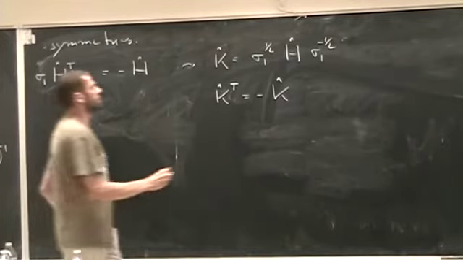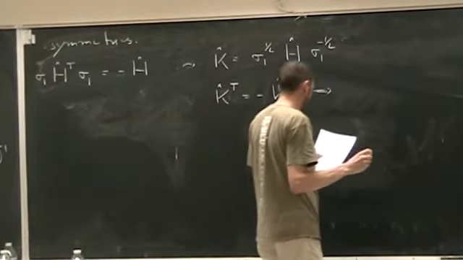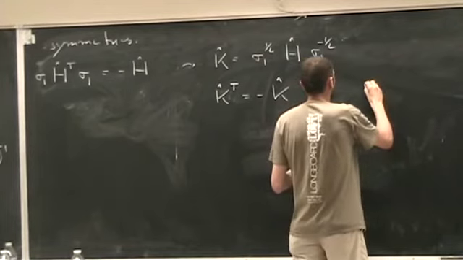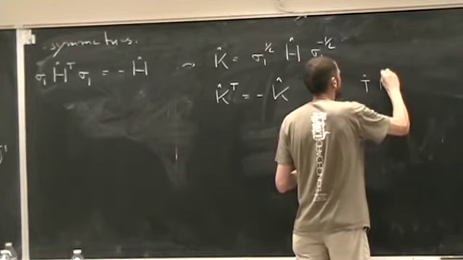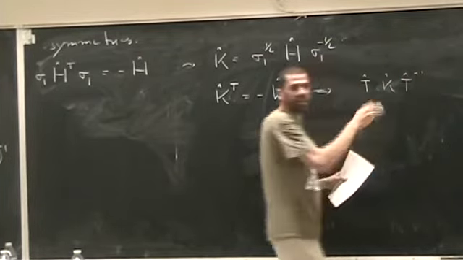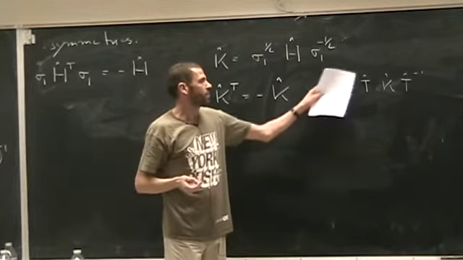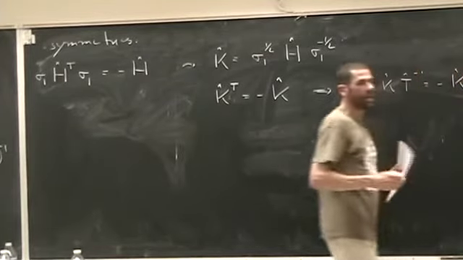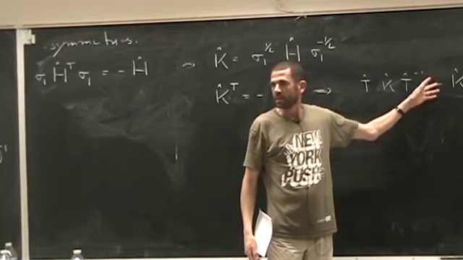We can express this in the following way: T K T inverse equals minus K, where T is just complex conjugation, our time reversal operator, which in this case squares to 1. Before we had plus K in the normal metal, right?